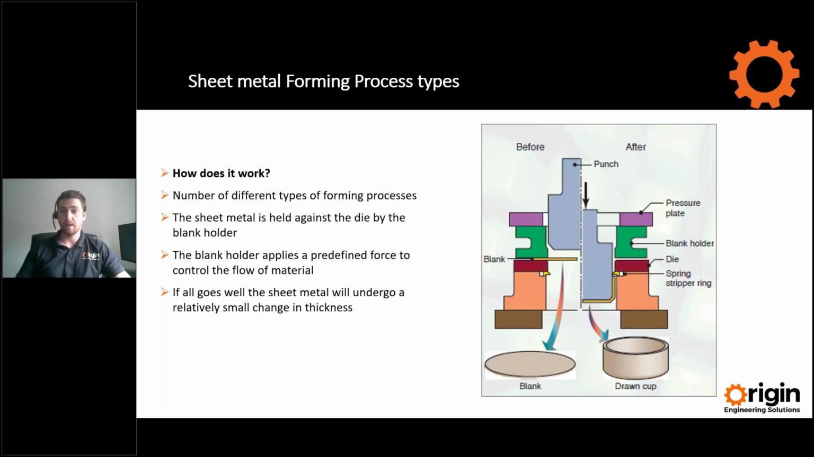If all goes to plan, once the part has been formed, there'll be relatively small changes in material thickness. Obviously, if there are large changes in material thickness, that might be where we start to see defects such as splits, wrinkles, compression, all those sorts of things. So what we're trying to do is have as little change in thickness as possible.